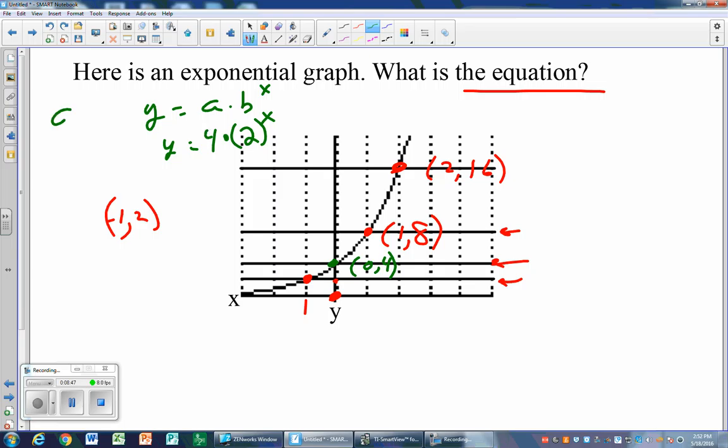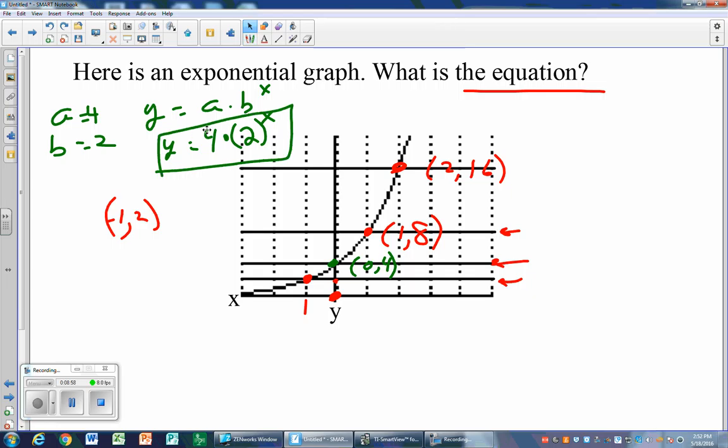Over here I can show my work. A equaled 4 and b is 2. That's it. What's the equation? Exponential. Now, you probably should type that into the graphing calculator and graph it to see if it looks the same. It does.